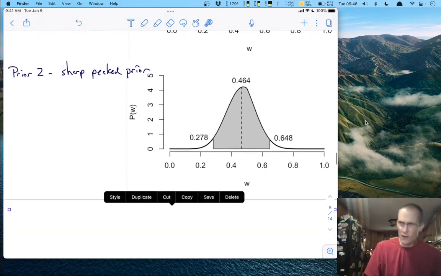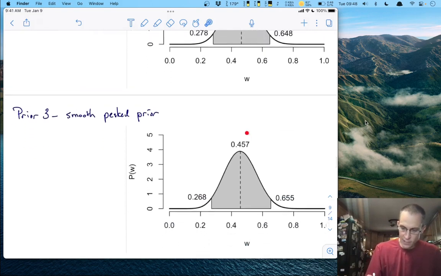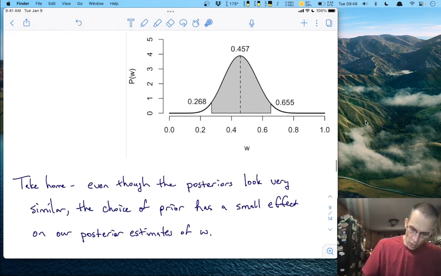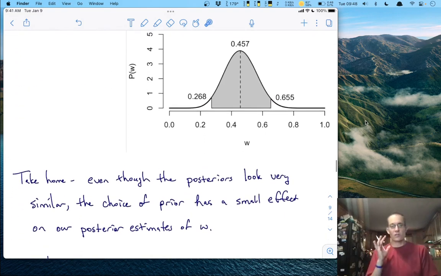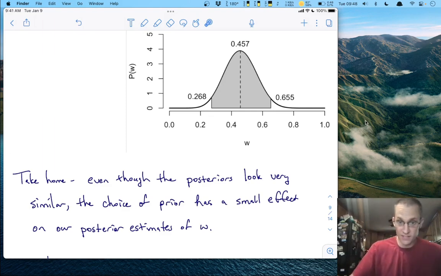Finally, let's look at the third one. The third one was the smooth-peaked prior. Given that it's not as sharply decreasing around 0.5 as the sharp-peaked one, it probably has an estimate somewhere in the middle of these. And you'll see that's exactly what happens. We get, once again, close to 0.45, and then these values are somewhere in between the extreme estimates that we got as far as the 95% credible interval. So again, the point of all of this is that even though the posteriors look very similar, the choice of prior has a small effect, or sometimes an even bigger effect, on our posterior estimates of W.